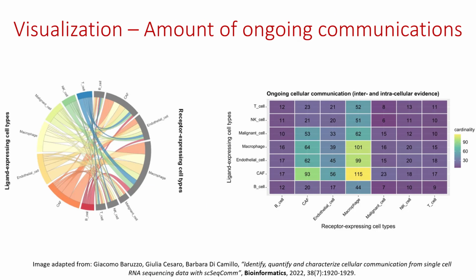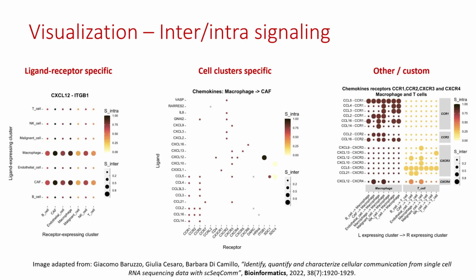For example, it's possible to summarize and visualize the amount of ongoing cellular communication between pairs of clusters, as shown here in the two figures, in the form of a chord diagram on the left or heat map on the right. Even more advanced visualization options are available, able to capture both the intercellular and intracellular signaling.